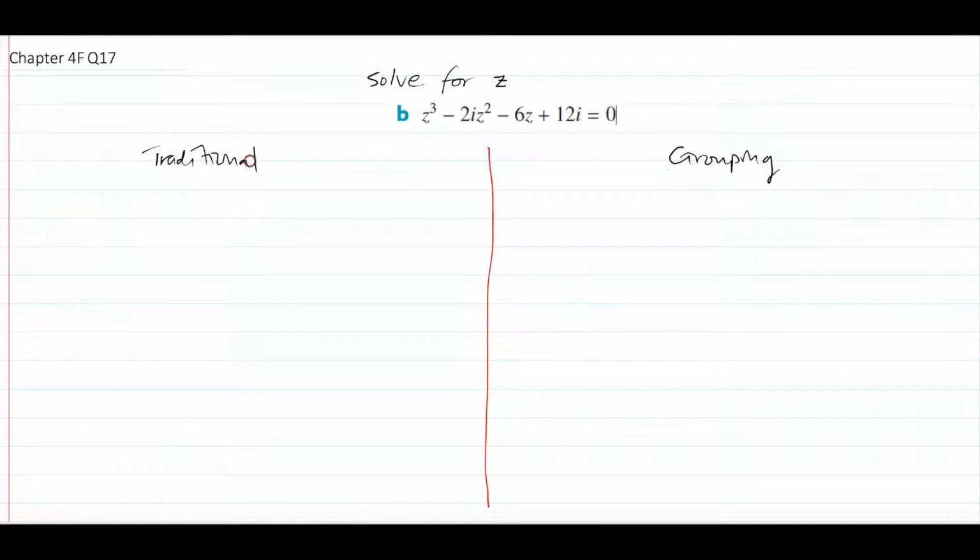Okay, so using the traditional way, what you have to do first is use the factor theorem and find the factors. So you look at the coefficient at the end, so 12i, and find its factors so that when you sub in that number, you get 0. And in this case, after some trial and error, if you sub in 2i, and yes, it's not common that you sub in an imaginary number, but you do sometimes in complex.